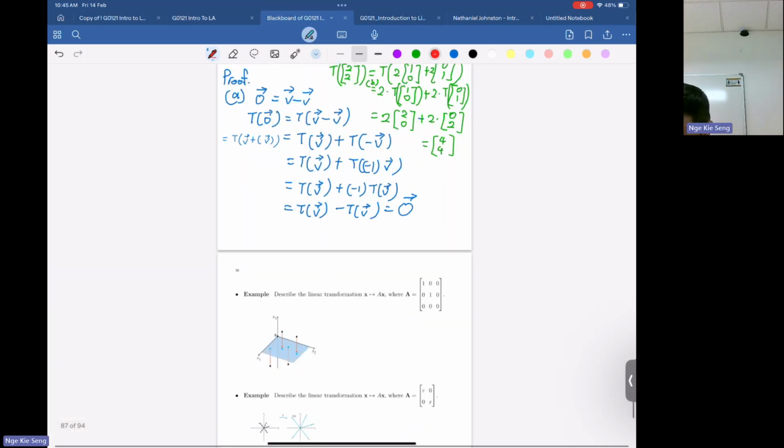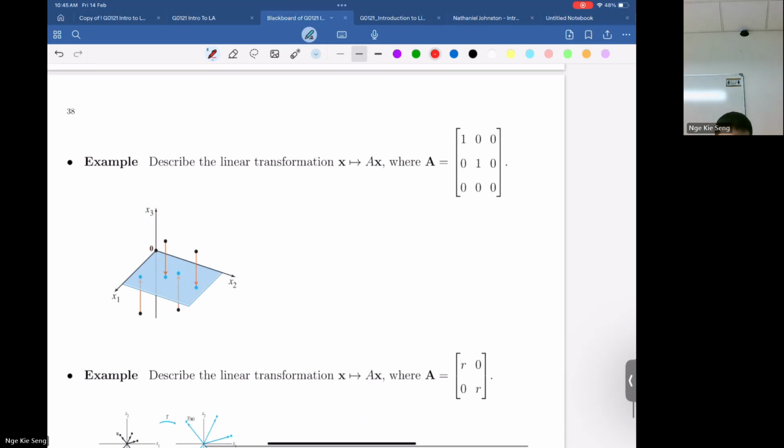Okay. How about this one? Let's look at a few examples of linear transformations before we take a break. Describe the linear transformation x to Ax, given by the matrix (1, 0, 0; 0, 1, 0). Okay, so I give you this matrix transformation, right? Matrix transformations are linear, which is what we showed just now. Can you identify what spaces we are going through? What's the domain and codomain here?